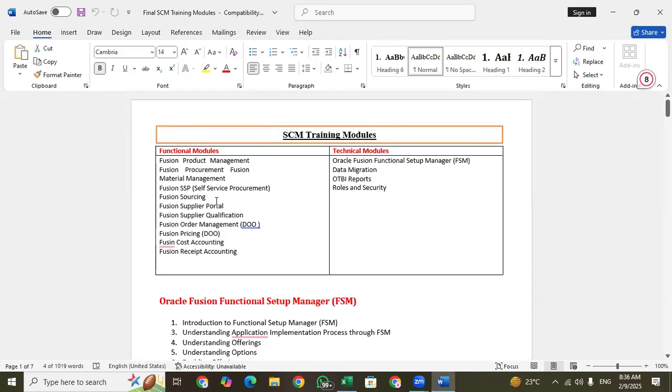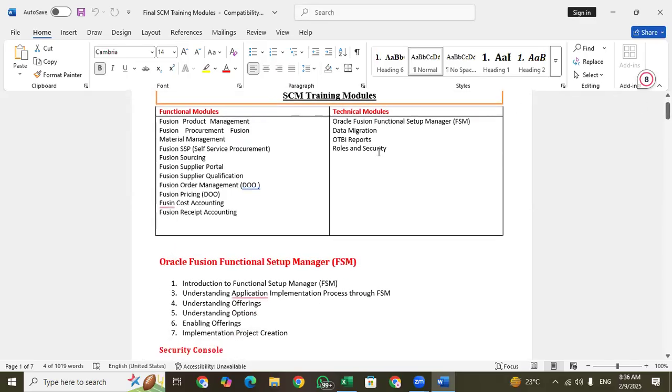This is only an outline. We also have some technical functionalities that we need to discuss at the time of setups itself: data migrations, OTBI reports, and role customizations. We will also discuss how roles are created and whether any special privileges are there. This is a broader outline of the modules, and in depth we need to discuss it here.